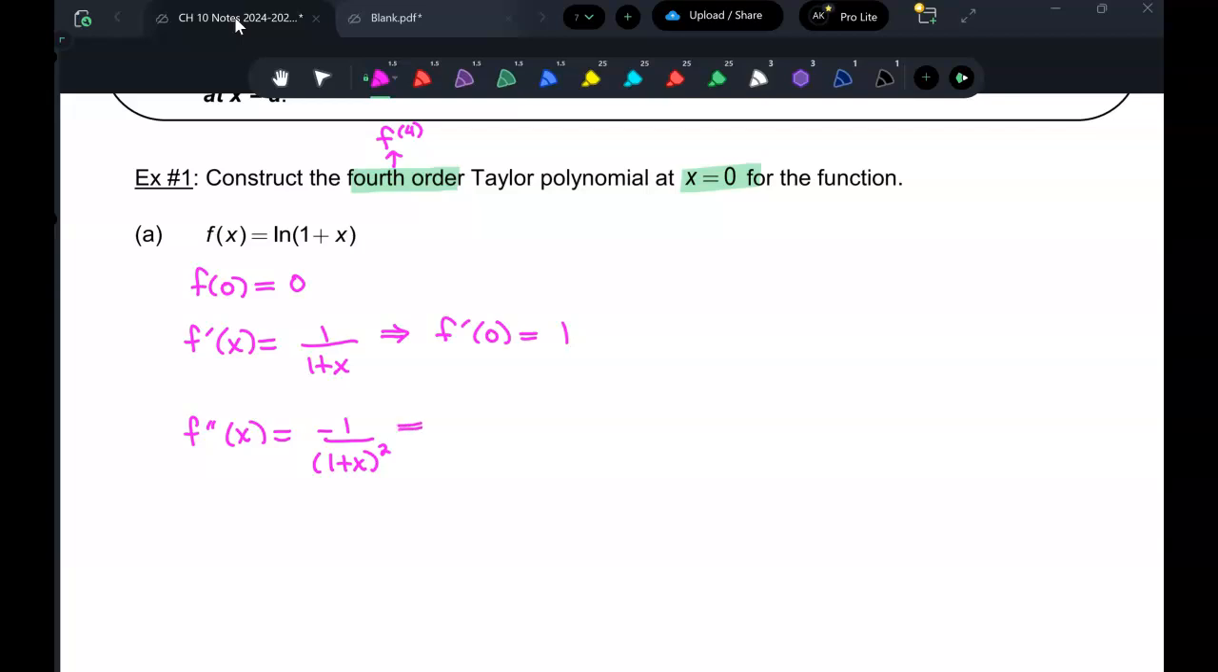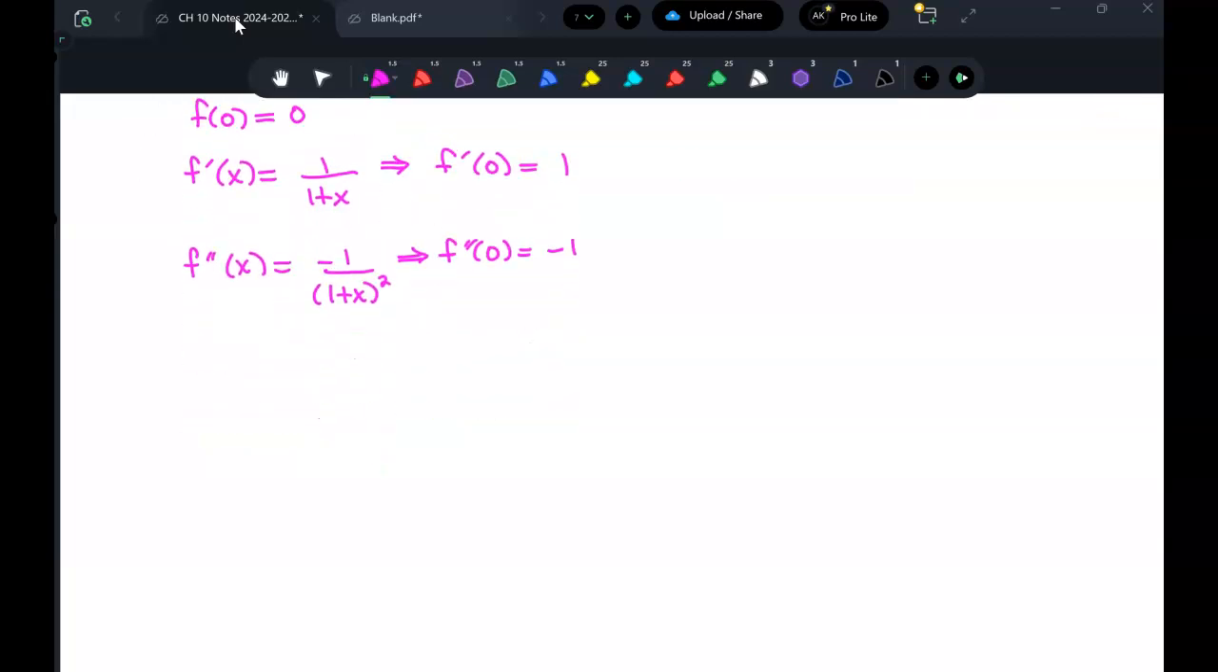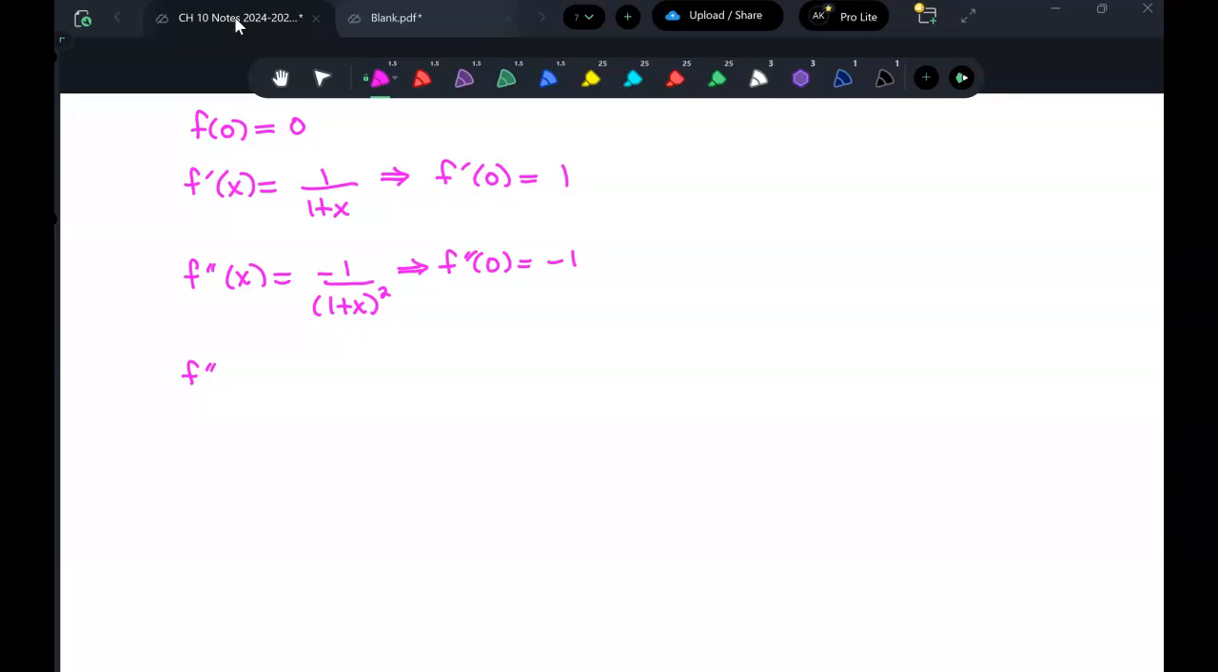So f prime of 0 is going to be negative 1. What about the third derivative? That's going to be 2 over 1 plus x to the third power, which means the third derivative at 0 is going to be 2.